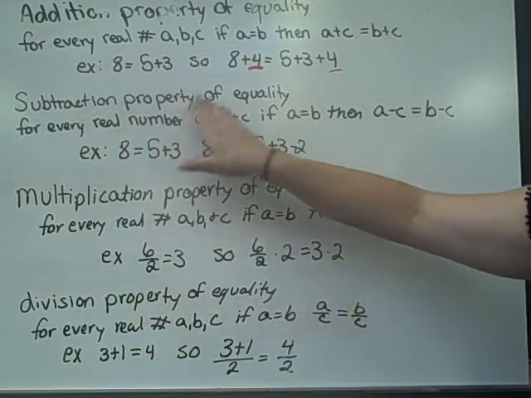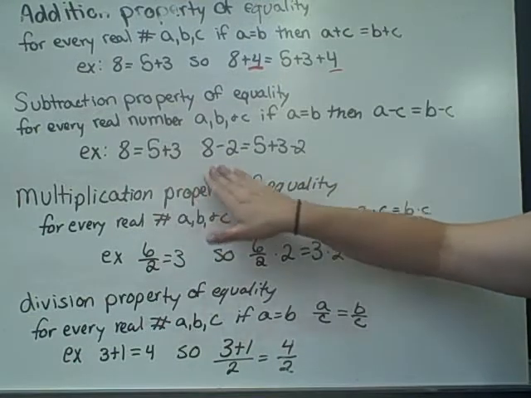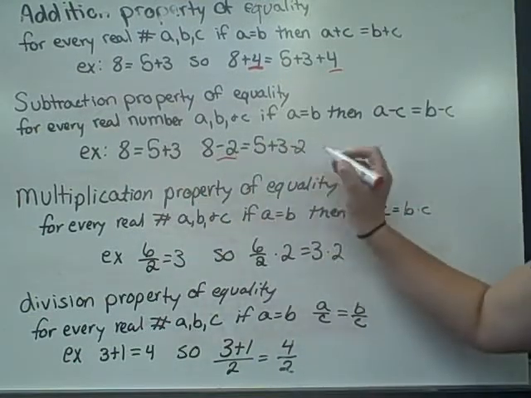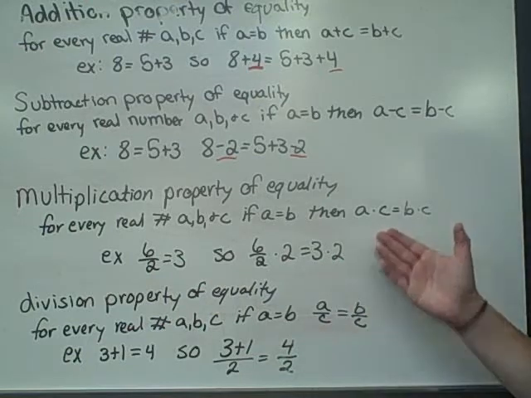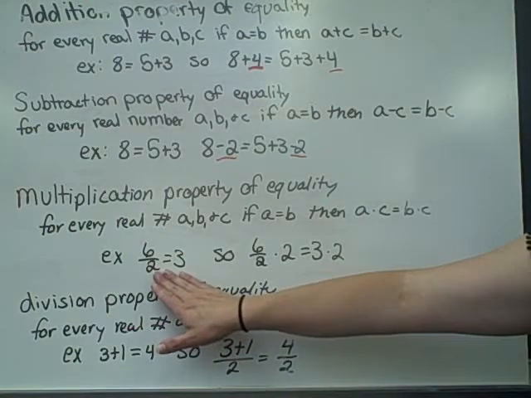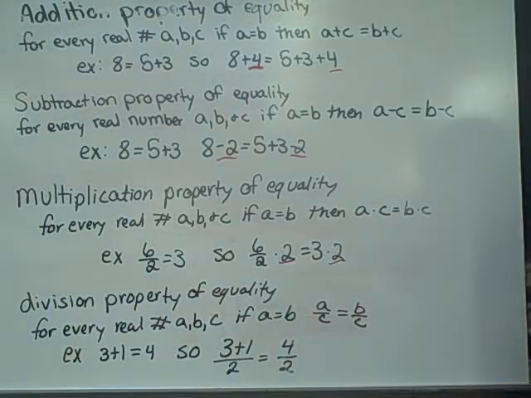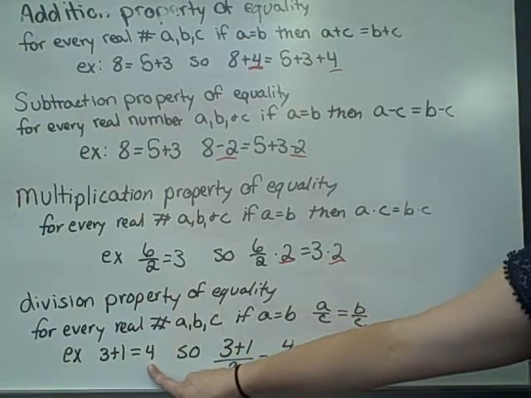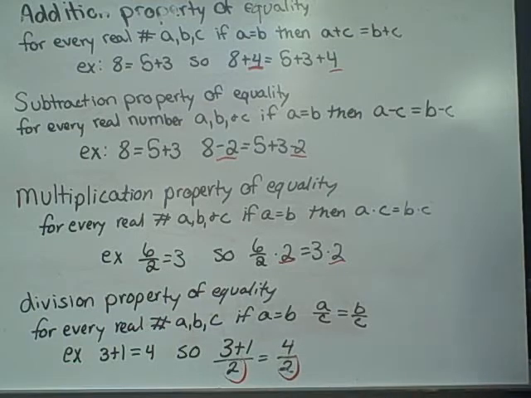The subtraction property of equality states the same thing. If I have the same equation and I do something to one side, but I keep it equal and do the same thing to the other side with subtraction, this is still going to be equal. Multiplication property of equality. I have an equation. I multiply both sides by 2. That equation is still going to be true. It's still going to be equal. And it works the same for division. Division property of equality. 3 plus 1 equals 4 is my equation. If I divided both sides by 2, I'm still going to have an equal statement.